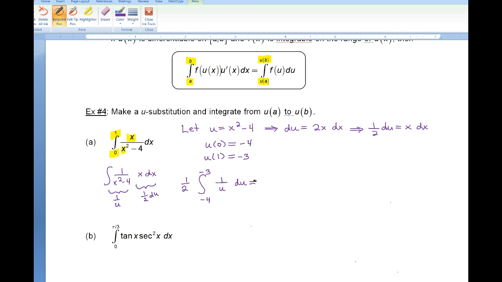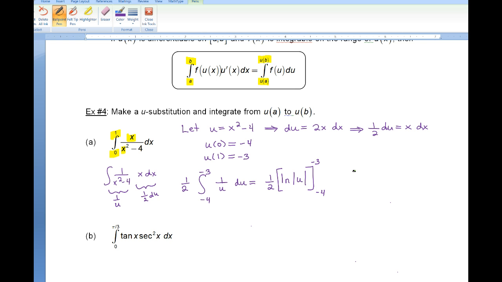You understand the 1 over x squared minus 4 becomes 1 over u? You understand where the 1/2 came from? You understand where the bounds came from? Is there ever going to be a situation where, when you plug the bounds into u, they'll end up being negative, like they'll be switched, and the greater one is on the bottom, and then they'll have to do the negative thing after that? It could happen, but when you plug it in, the negatives will take care of themselves.